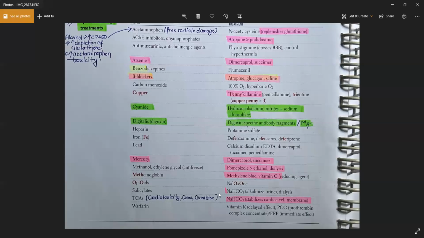And for TCA poisoning, which is cardiac, coma and convulsions, the triple C, cardiotoxicity, coma and convulsions, you will use sodium bicarbonate. Why? To provide sodium to the cardiac cells, to stabilize the cardiac cell membrane. Then for warfarin, we have discussed vitamin K for delayed effect or chronic therapy, and PCC and fresh frozen plasma for the immediate effect.